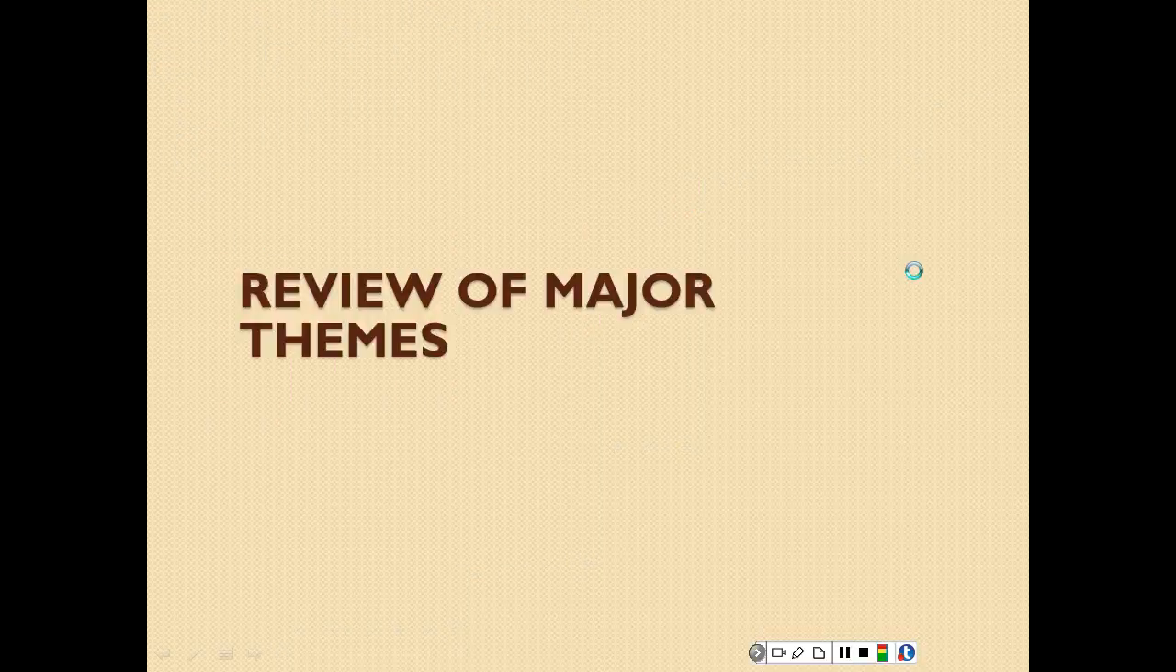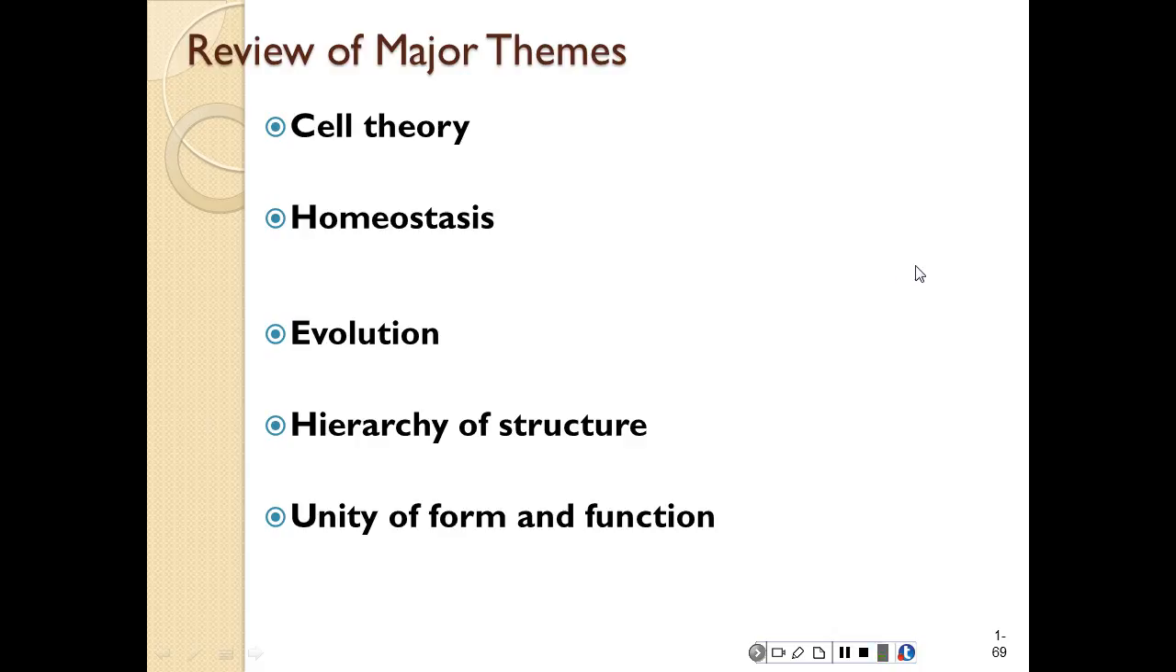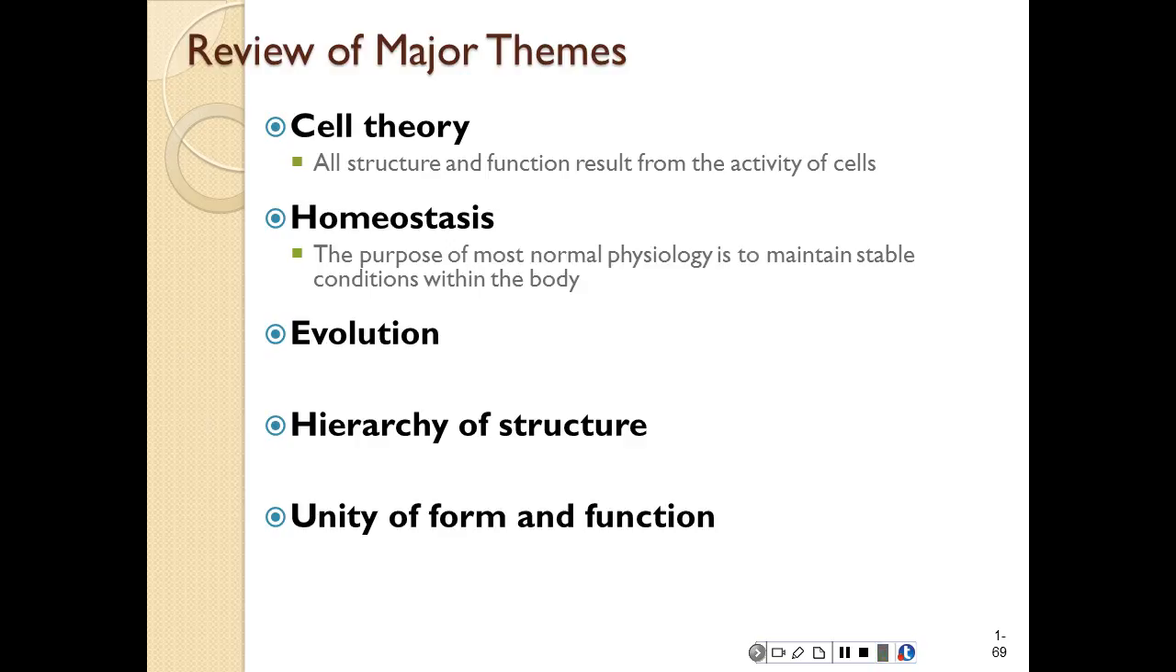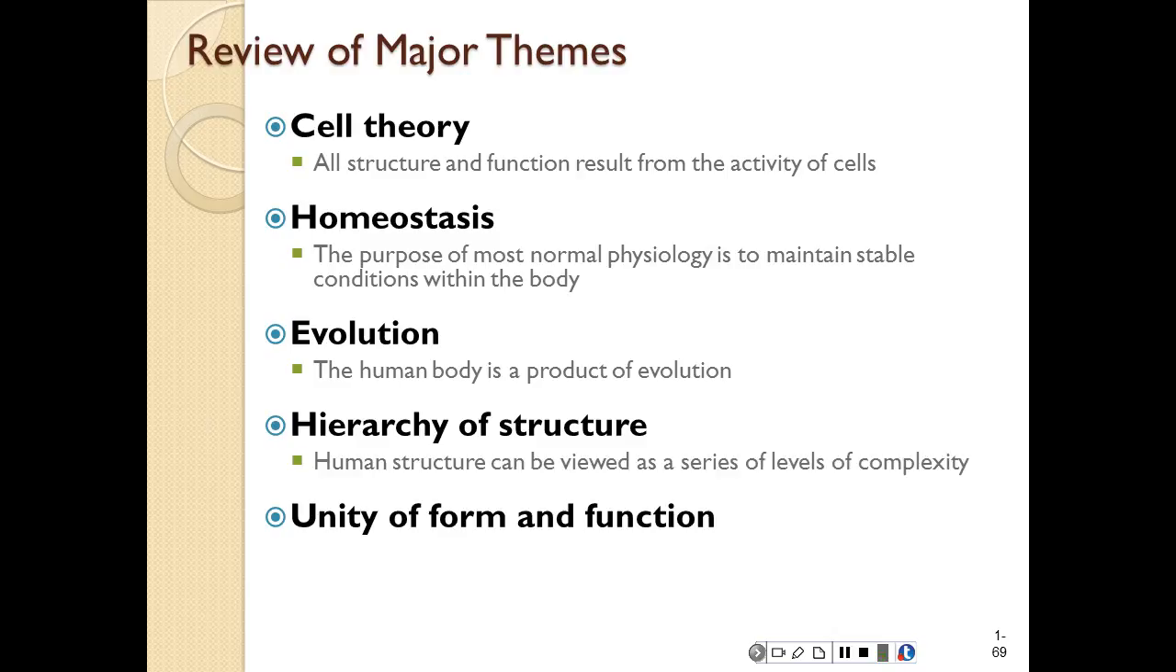Now, review of our major terms. We have cell theory. What is cell theory? All structure and function results from activity of cells. What's homeostasis? The purpose of most normal physiology is to maintain stable conditions within the body within normal limits. Evolution. The human body is a product of our evolution. Hierarchy of structure. The human structure can be viewed as a series of levels of complexity. Don't forget, from simple to largest, we're dealing with from the atoms all the way up to the organism.